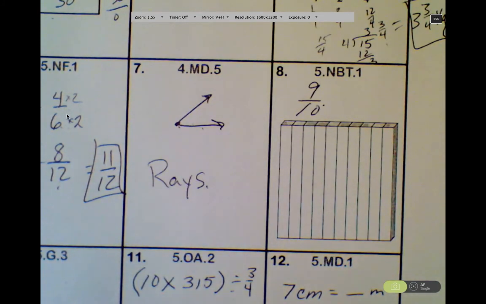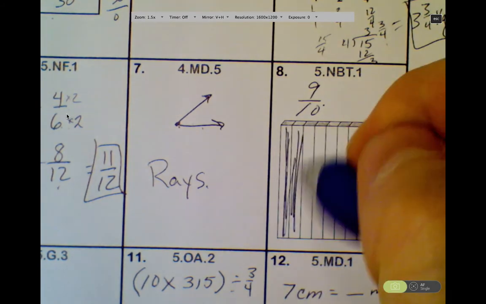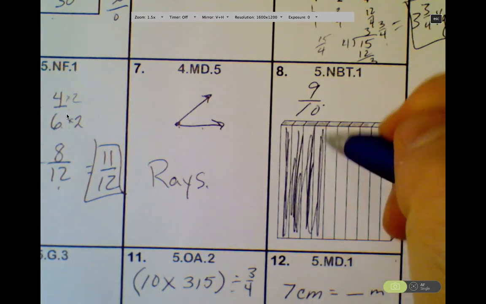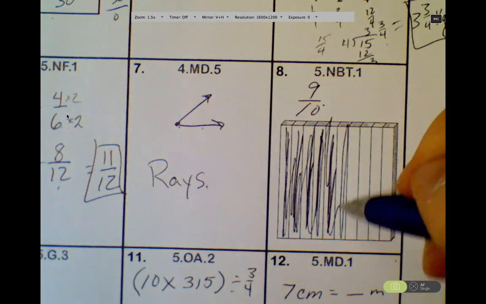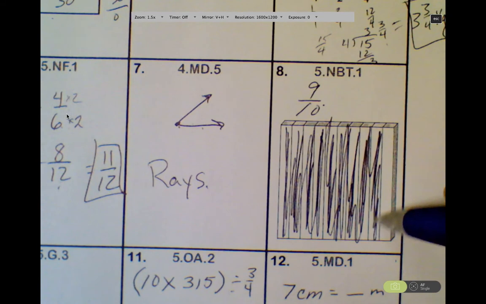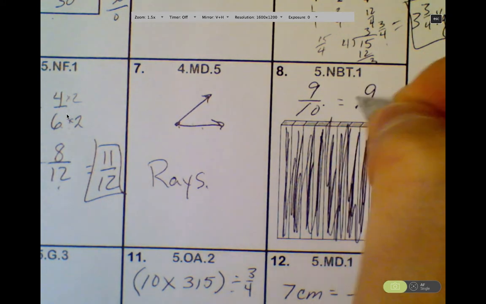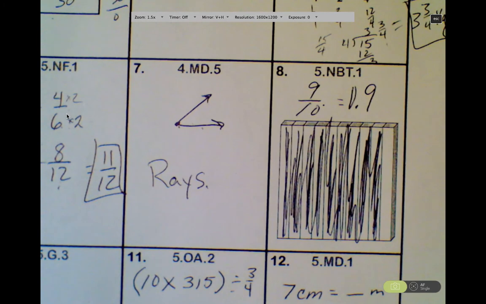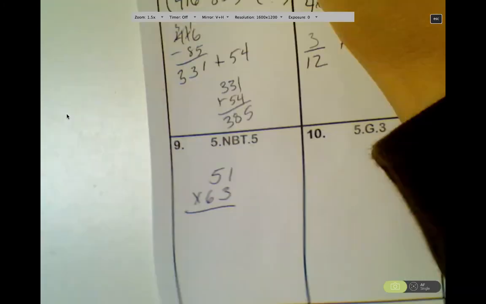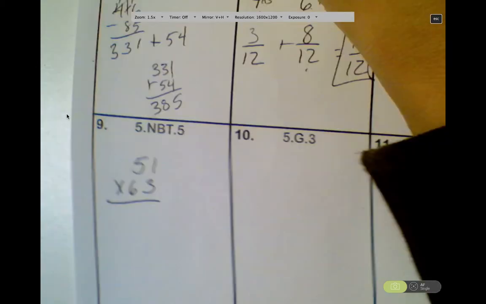Number 8, shade in 9/10 of the fraction model. So I got 10 bars again here. I've got to shade in 9 of them. 1, 2, 3, 4, 5, 6, 7, 8, and 9. That's 9/10, and to write that as a decimal is 0.9.